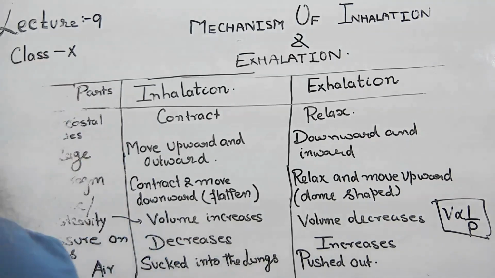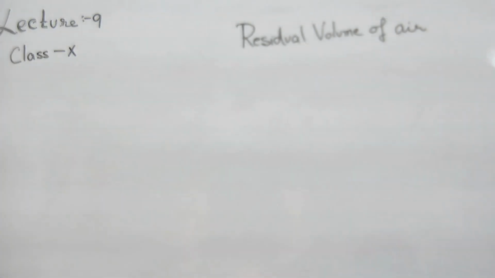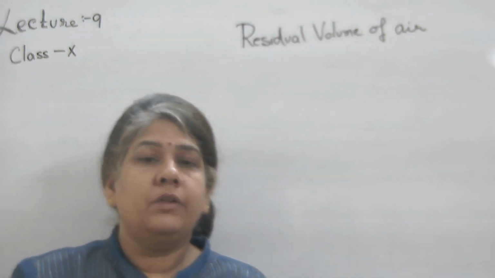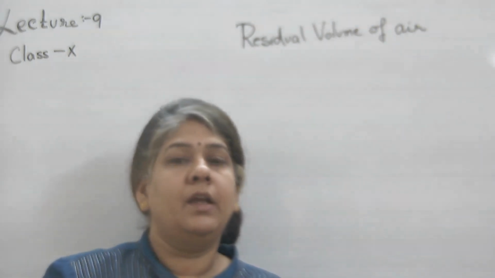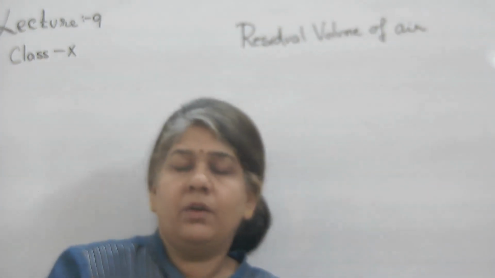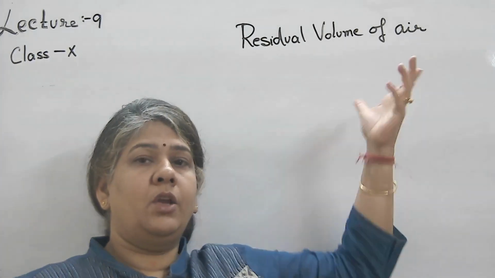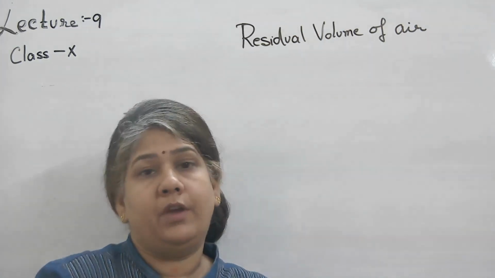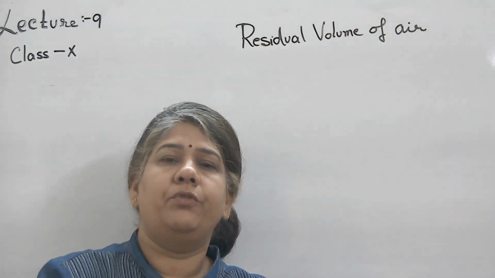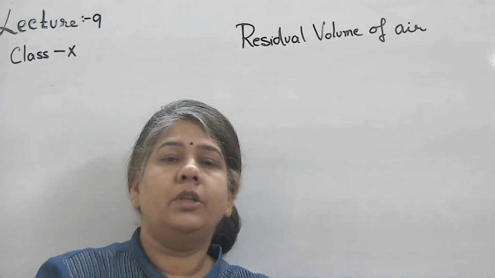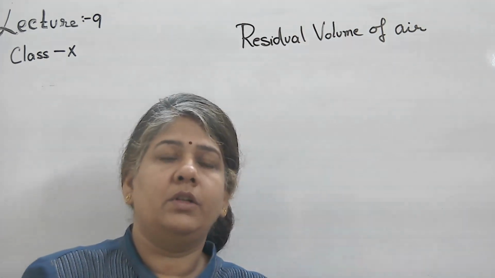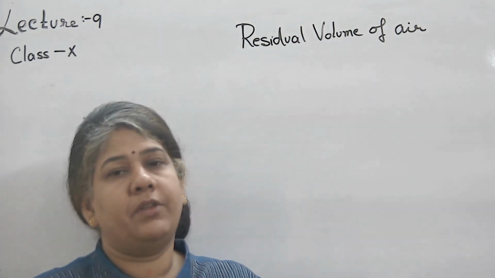So now we'll see what is the residual volume of air. See, during the breathing cycle, when air is let in and let out, some amount of air is always left in the lungs, and this is called the residual volume of air. Why is it necessary, or what is the importance of this residual volume of air? See, the process of exchange of gases in our lungs takes place through diffusion, which is a very slow process. So there needs to be sufficient time for exchange of gases. So this air, or the residual volume, should always be present in the lungs.